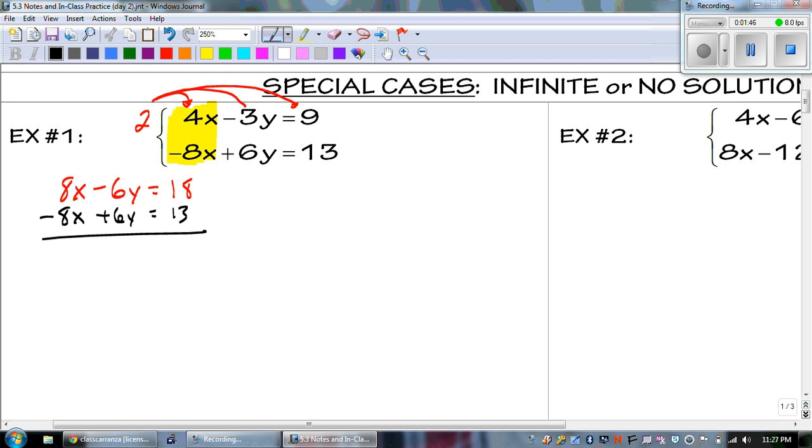Okay, well now we just add everything together. 8x minus 8x, those cancel. Our y's, the negative 6y plus 6y, those cancel too, and when everything cancels, we're left with a 0. Now, remember we're adding 18 plus 13 is 31. Now, you need to ask yourself, are we left with a true statement? Does 0 equal 31? And the answer is no, it does not. So this is no solution. Okay? And if you're super lazy, you can do the 0 with the line through it.